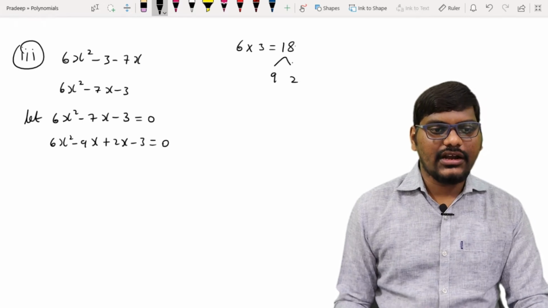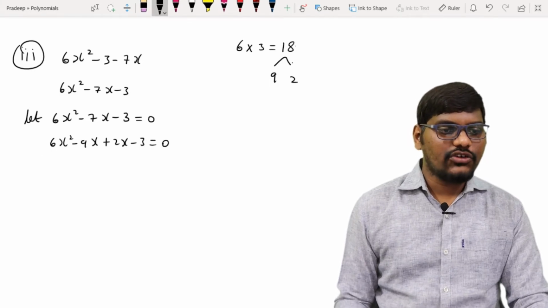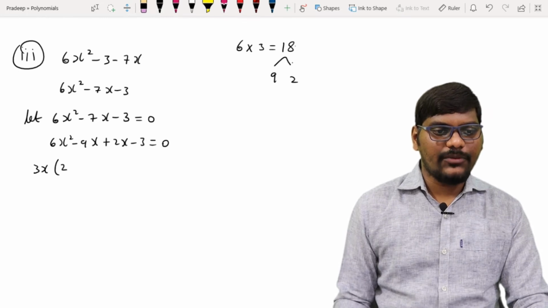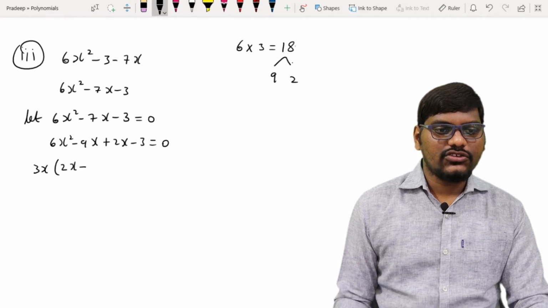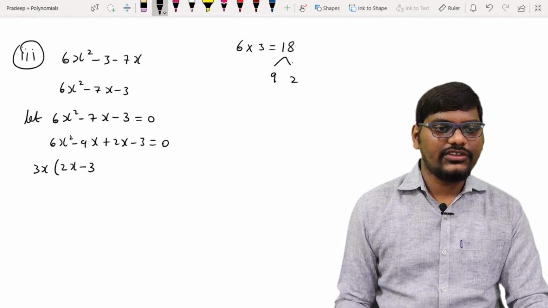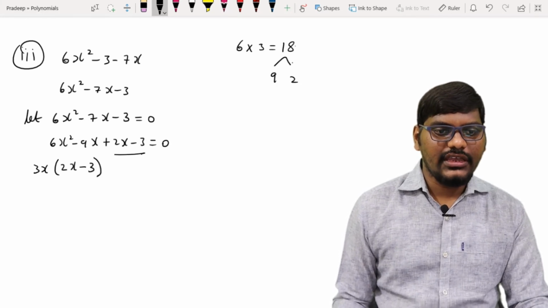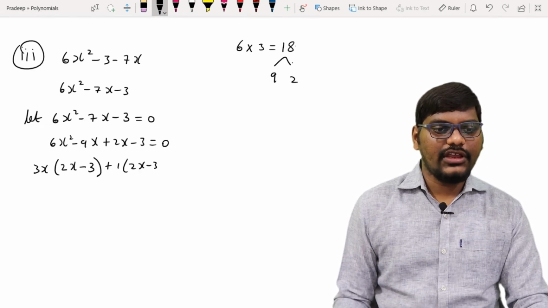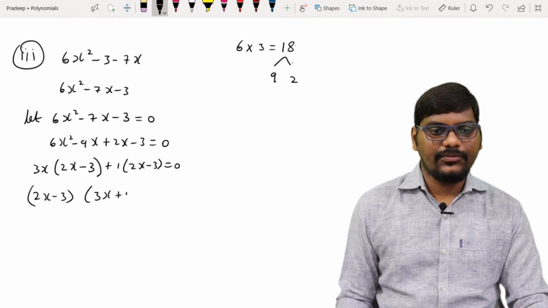So here 9 is a multiple of 3, 6 is also a multiple of 3. So I can take 3x common. So 3 twos are 6, so 3 twos are 6 and one more x remains. So 3 threes are 9, so I'll just write 3 here. So that is all about this one. Here also I can take just 1 common, so 2x minus 3 will remain. From overall I can take 2x minus 3 common and will be left with 3x plus 1.